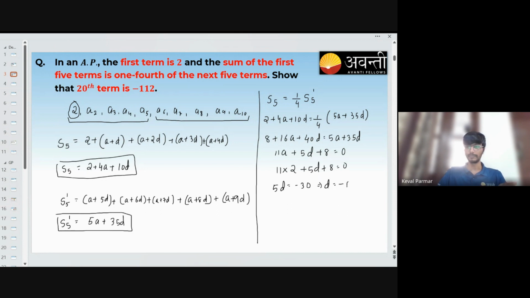So let me write the 20th term. T20 will be A plus 19D, that is A plus n minus 1 into D. What is A? A is 2 plus 19 into minus 6. I hope you remember what is 19 into minus 6. 19 sixes. I don't remember the tables, but you all should. 4, 5, and I guess 94. Correct, right?